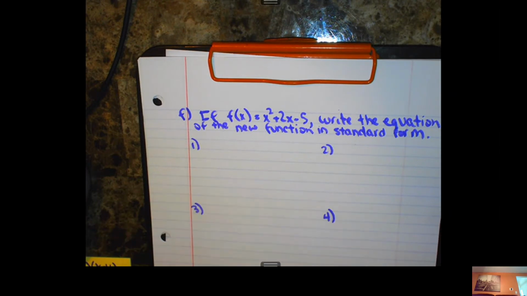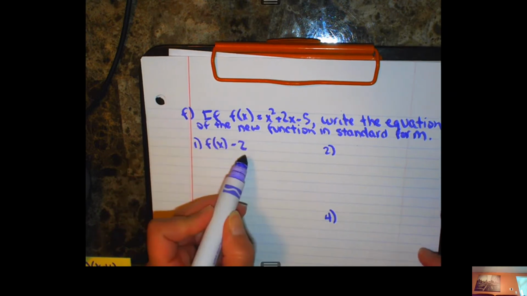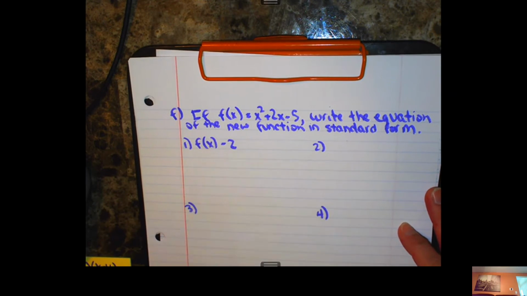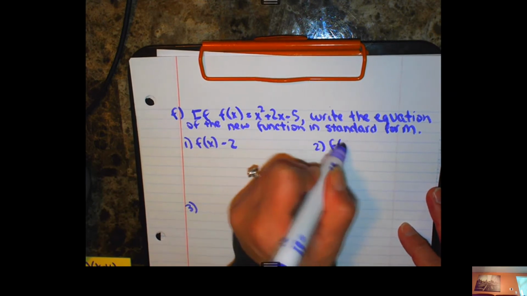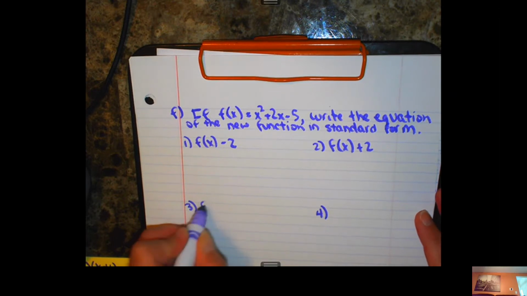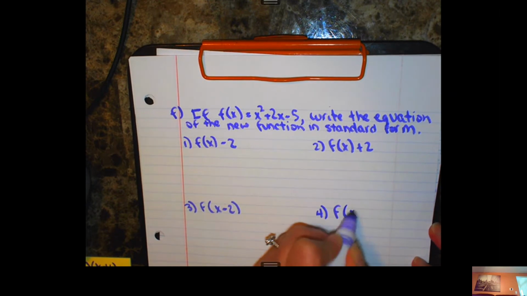So for number 1, we're going to do f of x minus 2. Notice the minus 2 is at the end. This means we're going to take the function and subtract 2 at the end. For number 2, we're going to do f of x plus 2. We're going to see what the new equation is going to look like. For number 3, we're going to do f of x minus 2. X minus 2 is inside. And for number 4, we're going to do f of x plus 2.